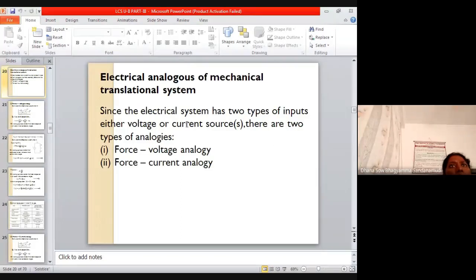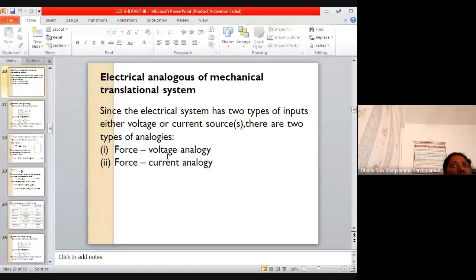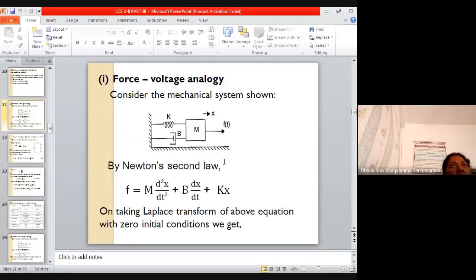But in your mechanical translational system, the source, or the input, is only the force. Only one input will be there, that is the force. Since there are two types of inputs in your electrical system, we must discuss force-voltage analogy and force-current analogy. Two types of analogies that we have to discuss. Let us start with the force-voltage analogy.